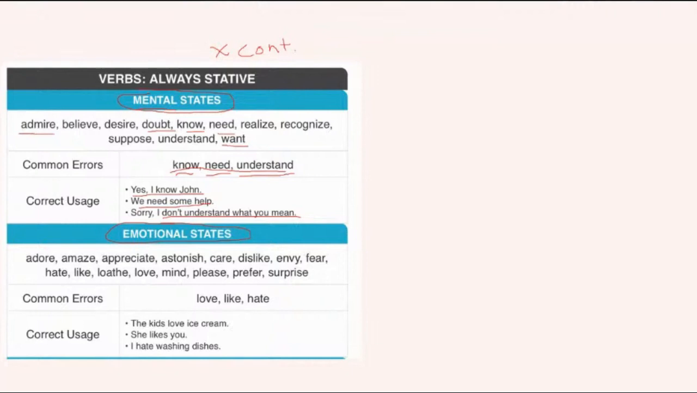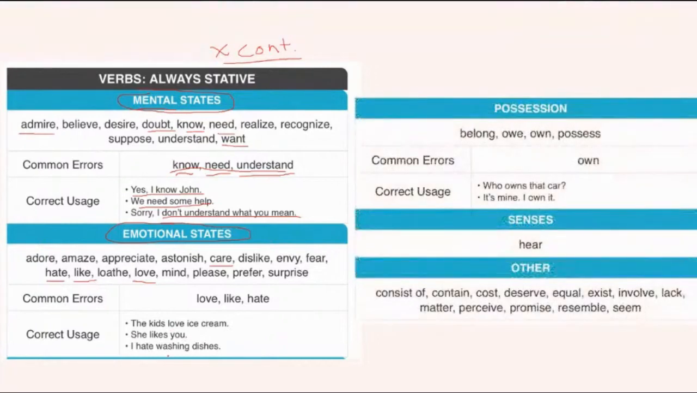Next, let's look at emotional states, words that we use often like love, like, hate, and care. So again, we don't usually say something like I'm loving or I'm hating. Remember, we don't use the continuous forms, just simple and perfect. The kids love, she likes, and I hate.